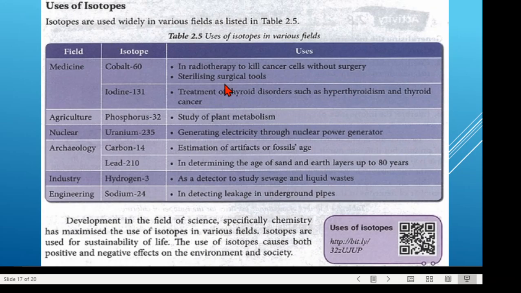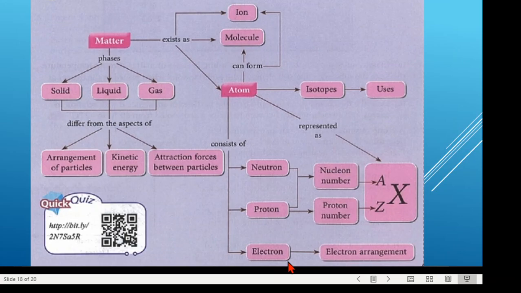So this is only an example. Actually there are many more. So you can look here, and then you will see the uses of isotopes here. Development in the field of science, specifically chemistry, has maximized the uses of isotopes in various fields. Isotopes are used for sustainability of life, and the use of isotopes causes both positive and negative effects on the environment and society. Okay, that's all.